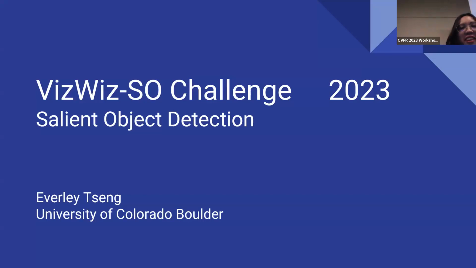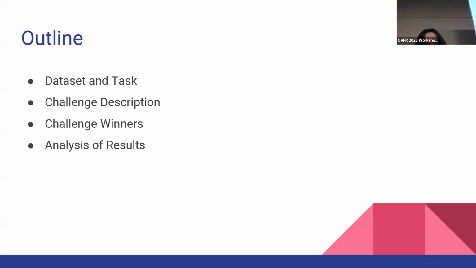Now, this is the fourth and final challenge this year, the Salient Object Detection Challenge. So here's the outline for this session. We will first introduce the dataset and the task, and then we will dive into more details about this challenge. Then we will announce the challenge winners and present the analysis of this year's results. This is the first year we're running this challenge, and we're very excited to share the results.